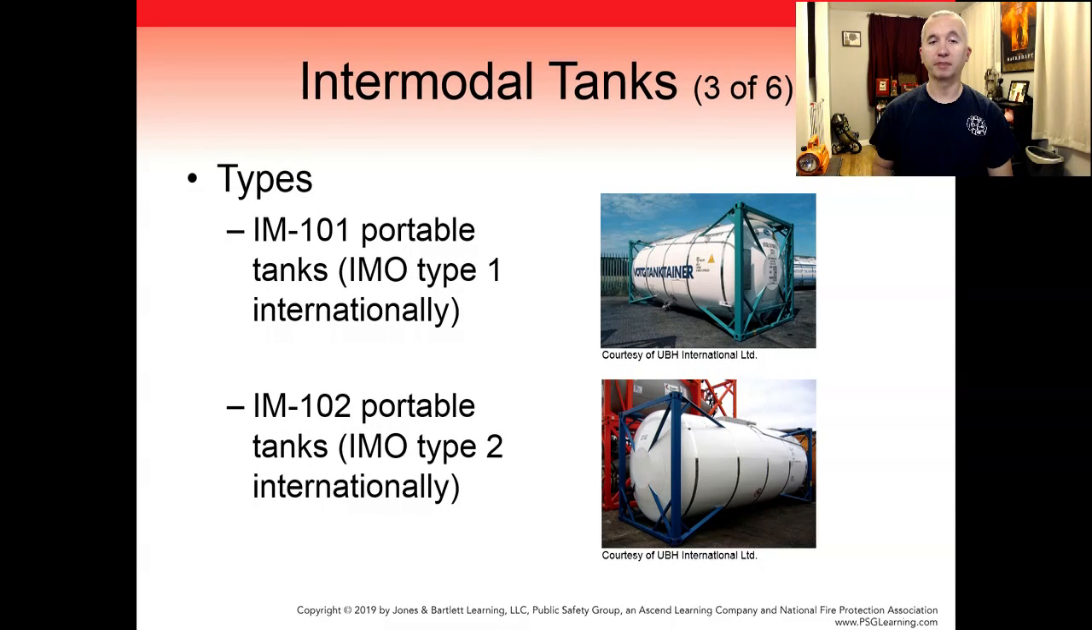Types of IM tanks available: IM 101 portable tanks, or Type 1 internationally. These have 6,300 gallon capacity with internal working pressures between 25.4 psi and 100 psi. These typically can carry mild corrosives, food grade products, and flammable liquids. IM 102 portable tanks, or Type 2 internationally. These have 6,300 gallon capacity with internal working pressures between 14.7 psi and 25.4 psi. They primarily carry non-hazardous materials but may also contain flammable liquids or corrosives.